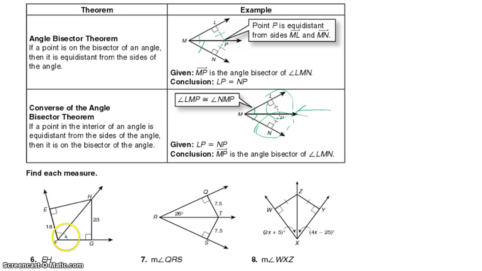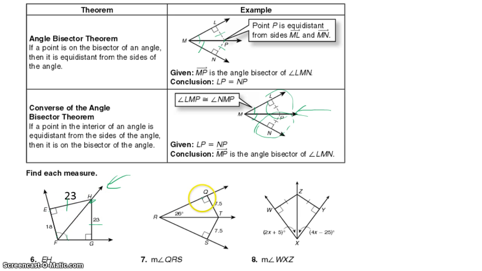All right, so let's take a look at our situations here. We're going to find the measure of E to H. We're given the fact that you have these angles that are congruent to each other. So we know then that this is a bisector. Therefore, we know that point H is equidistant to the rays that make up your angle. Therefore, if HG is 23, we know that E to H is 23.